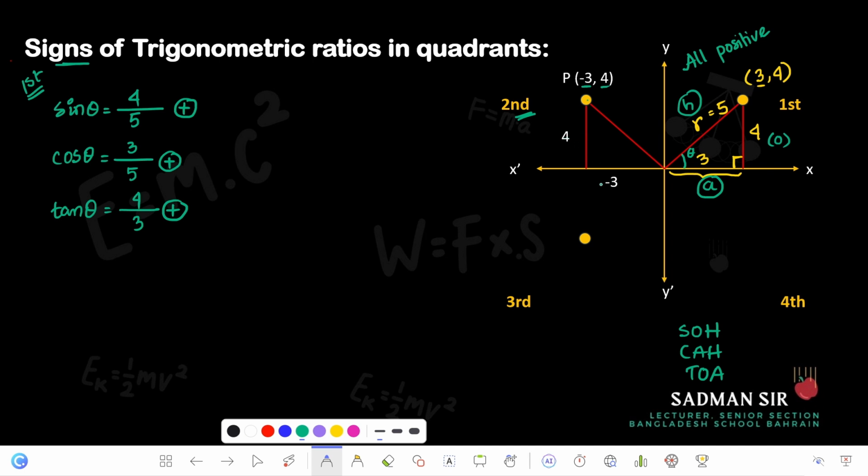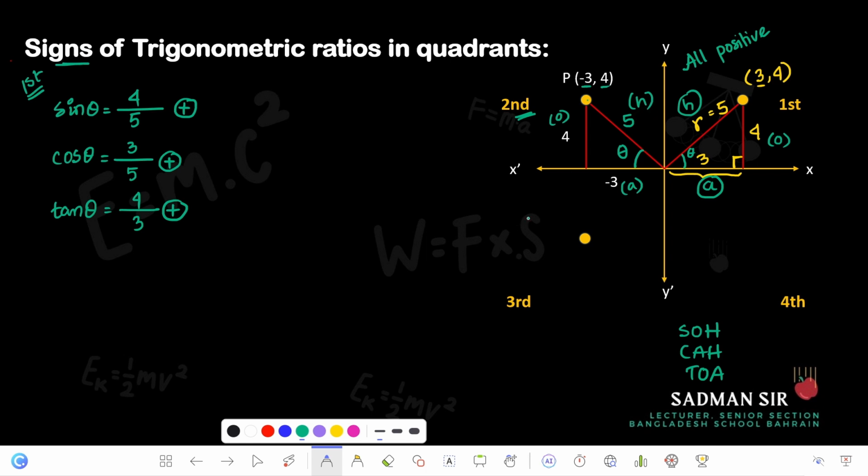In a similar manner, using the Pythagoras theorem, if we find out the length of this line, it will again be 5. So again we will consider this angle to be theta, so this will be opposite, this will be adjacent, and this will be hypotenuse.